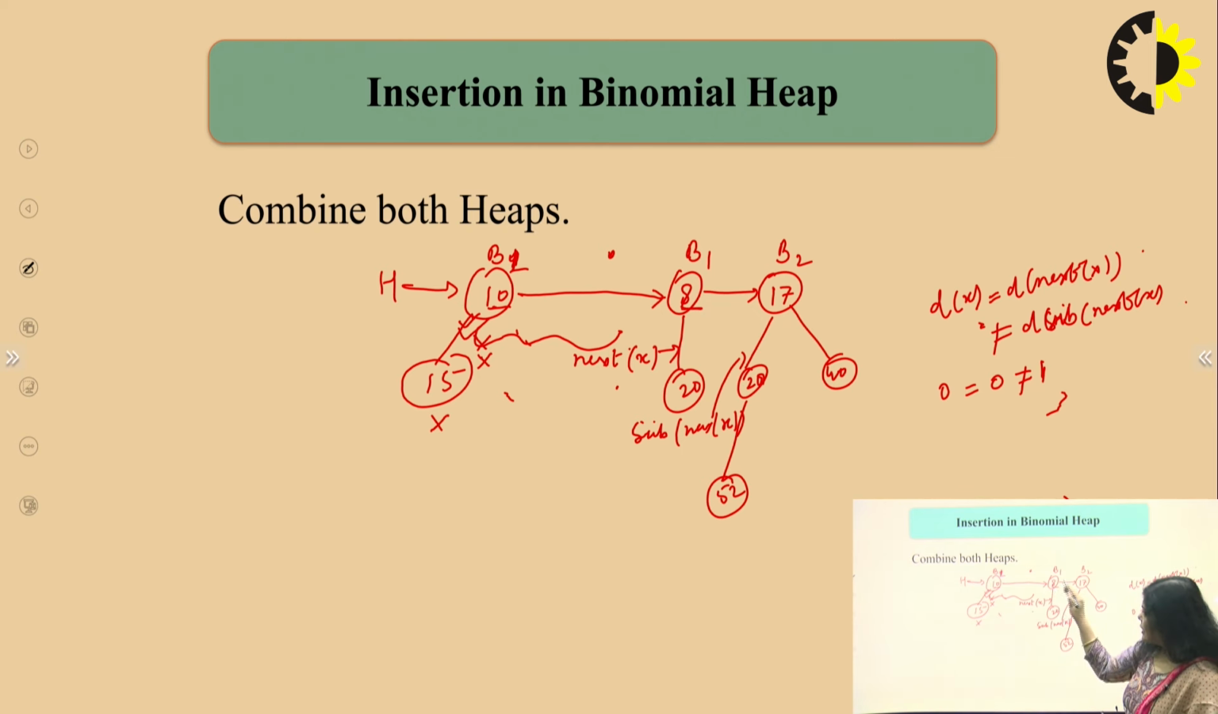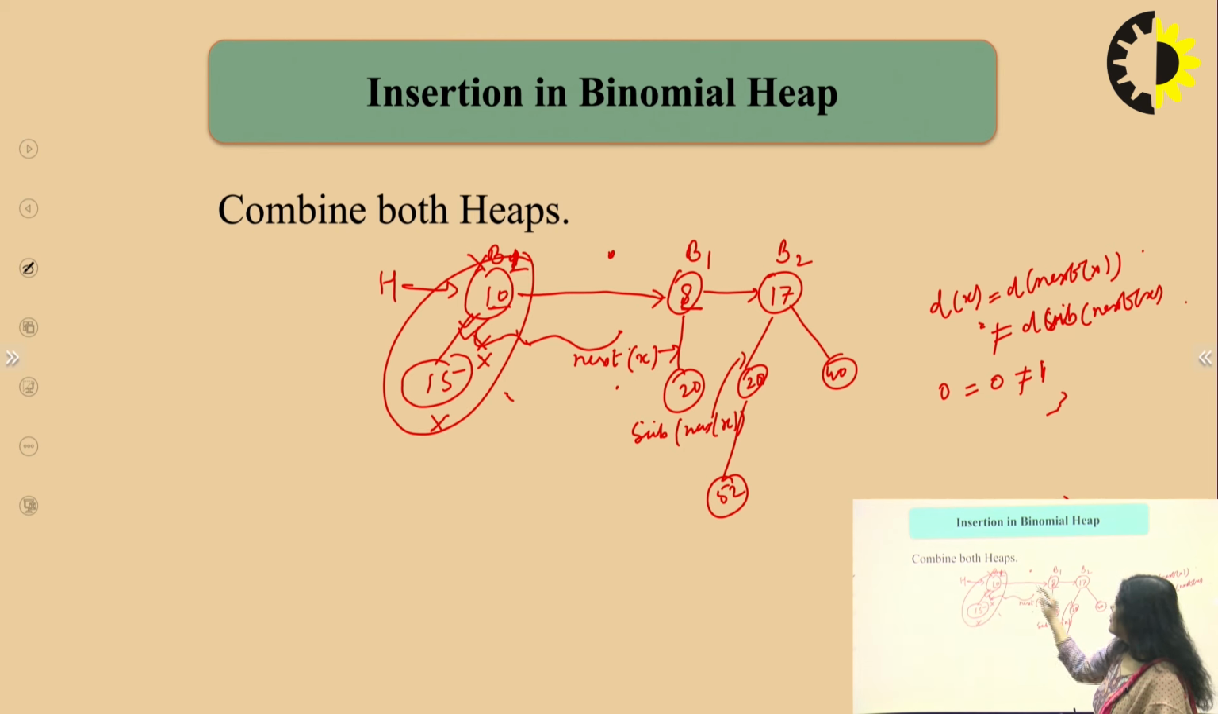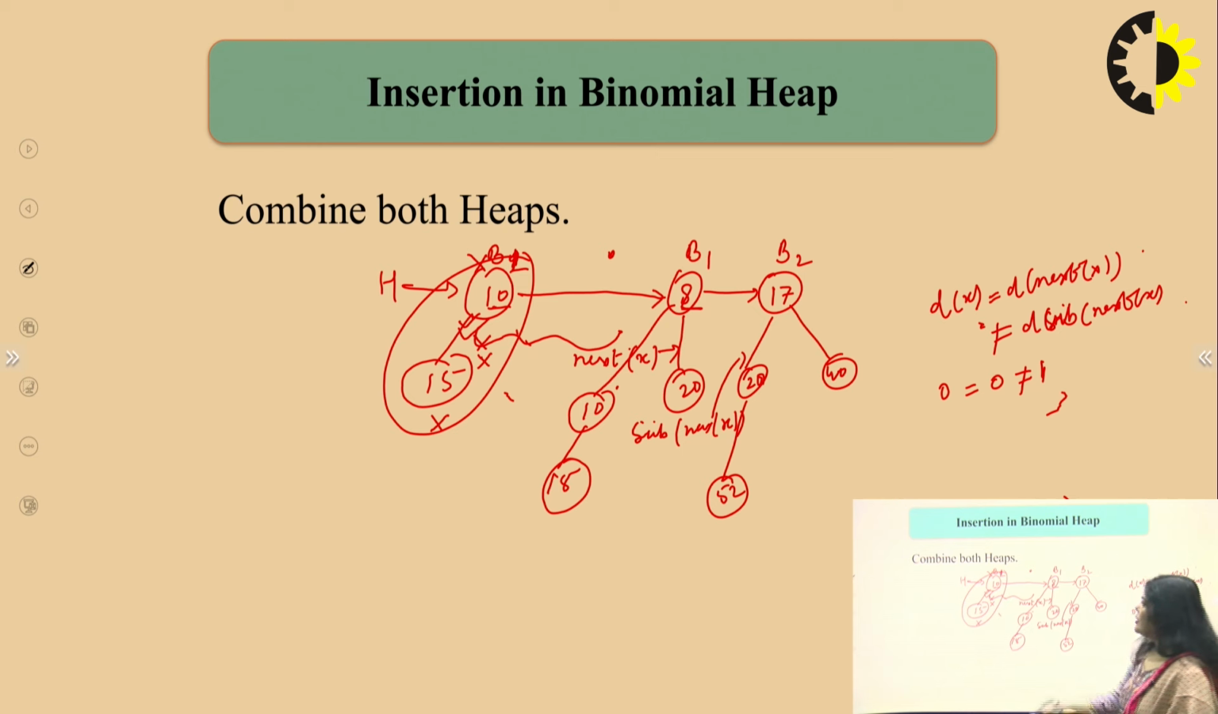So we will keep the binomial tree with lesser degree and we will remove this component from here and attach it as the left child of this. So now this will be attached here like this. Okay, so this component is removed. Now again the degree is going to be revised.